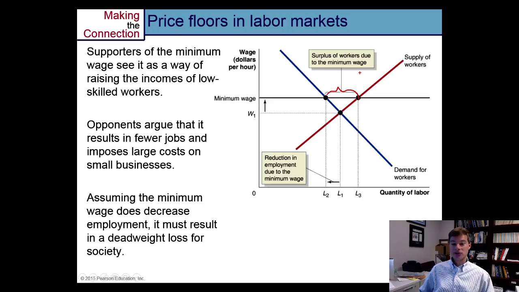This diagram illustrates that the minimum wage helps some workers. It helps the L2 number of workers who have jobs and are paid higher wages, but it hurts other workers. It hurts those workers who would like to have a job and who would be willing to work at a wage rate of W1, but who are unable to get a job because employers are not willing to hire that many workers at the higher minimum wage. So some workers are hurt by the minimum wage and some workers are helped by the minimum wage.